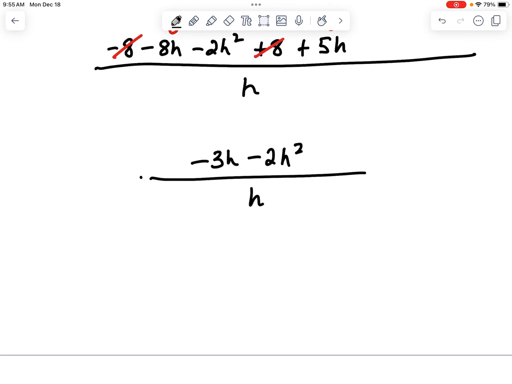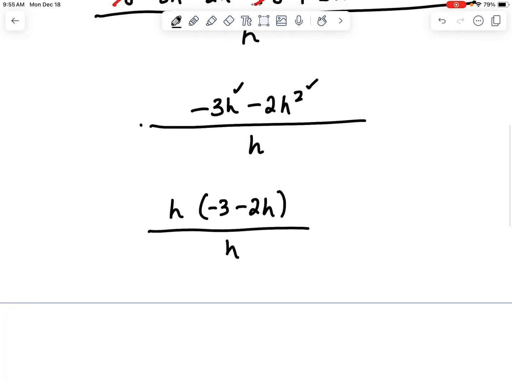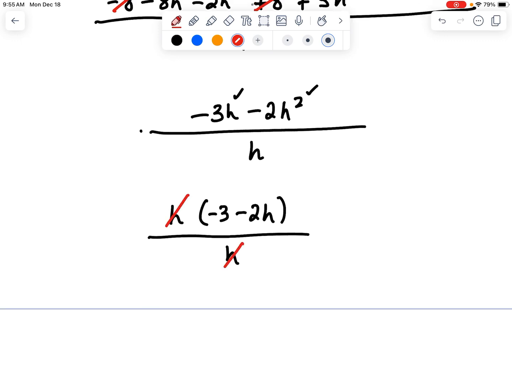And then on the top, you can factor out an h. So you can factor out this h, which is going to leave -3. When you factor one of the h's out of h squared, it just leaves -2h. And then finally, oh, I really need a red pen for this. Cancel those h's, and it turns out that after all of that work, the answer was very simple. It is just -3 minus 2h.